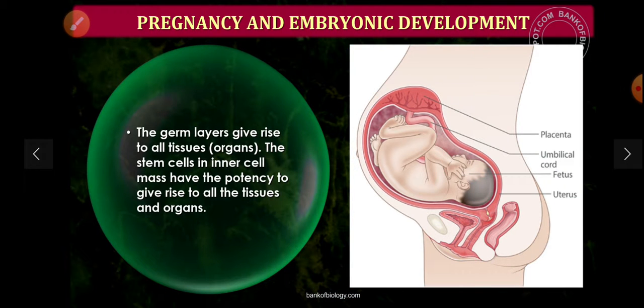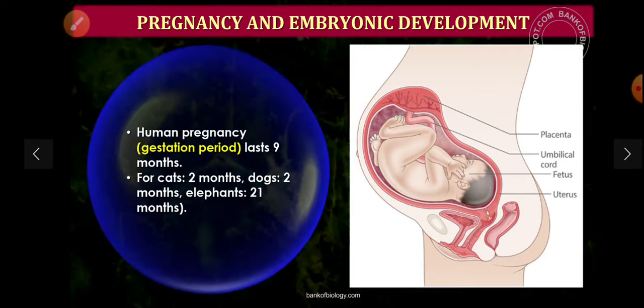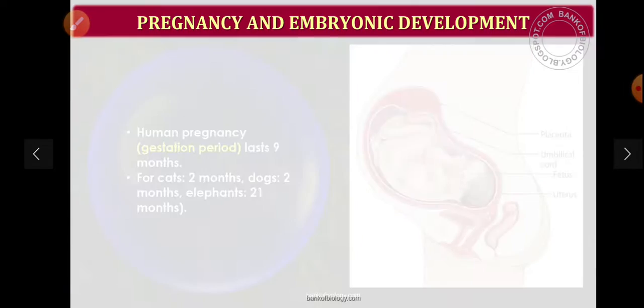The germ layers give rise to all tissues. The stem cells in the inner cell mass have the potency to give rise to all the tissues and organs. Human pregnancy, that is the gestation period, lasts 9 months. For cat it is 2 months, for dog it is 2 months, and for elephant it is 22 months.